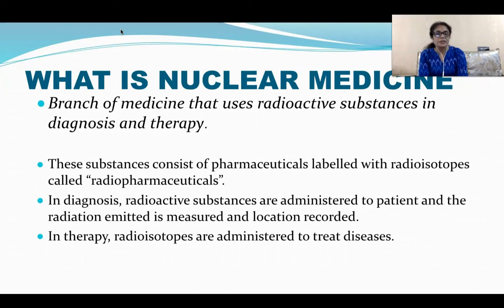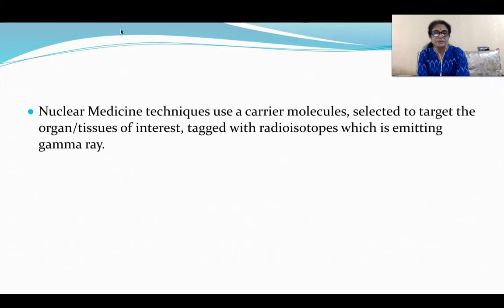In diagnosis, radioactive substances are administered to the patient and the radiation emitted is measured and location recorded. In therapy, radioisotopes are administered to treat diseases. Nuclear medicine techniques use a carrier molecule selected to target the organ and tissues of interest, tagged with a radioisotope which is emitting gamma ray.